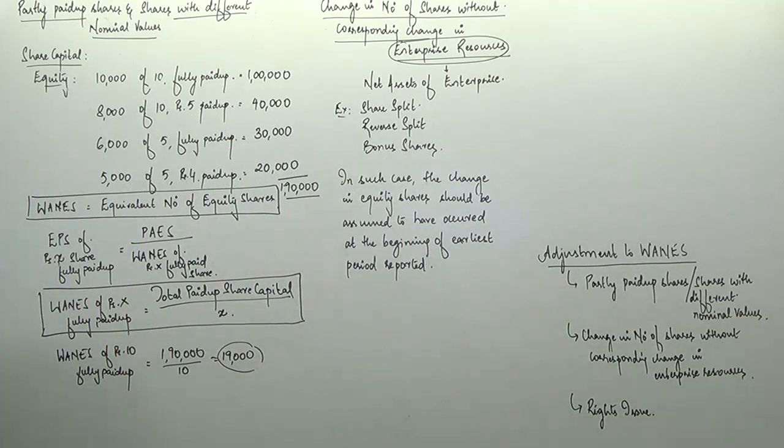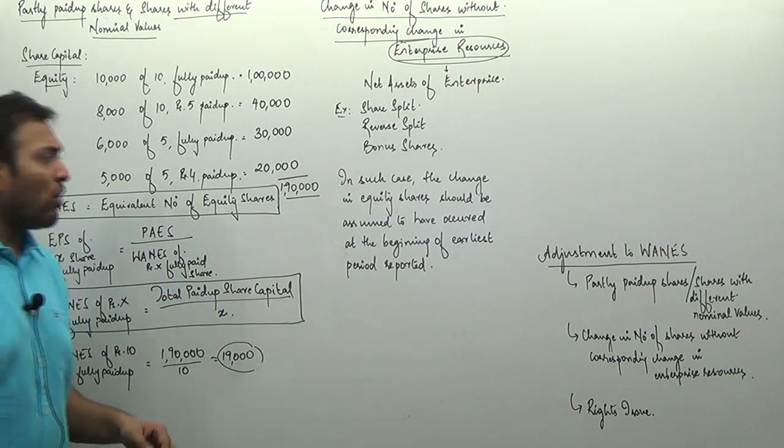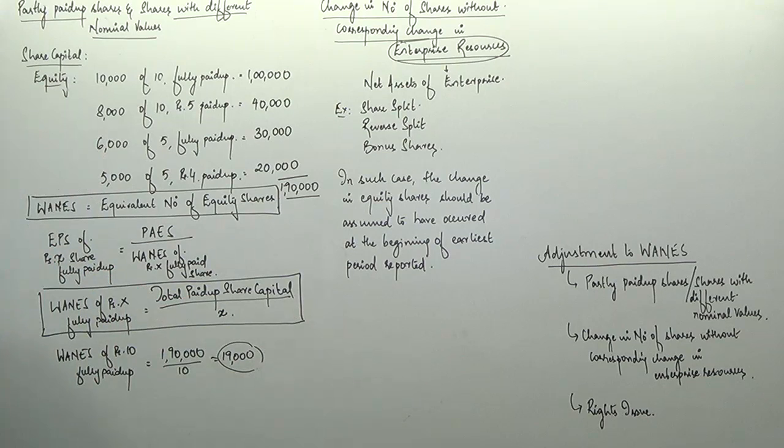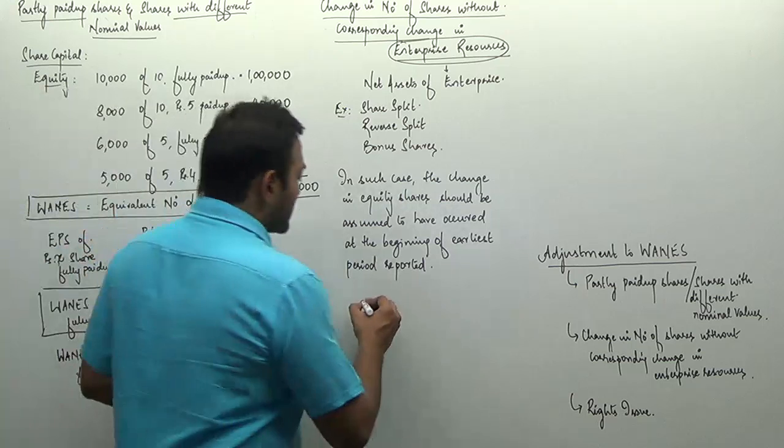Read through that sentence again, very, very important. In such case, which case? Where there is a change in number of shares without corresponding change in enterprise resource, then we are saying such change in equity shares should be assumed as if it occurred at the beginning of the earliest period reported. Now what is this occurred at the beginning of earliest period reported? Pretty simple, guys. Let's take a situation like this.